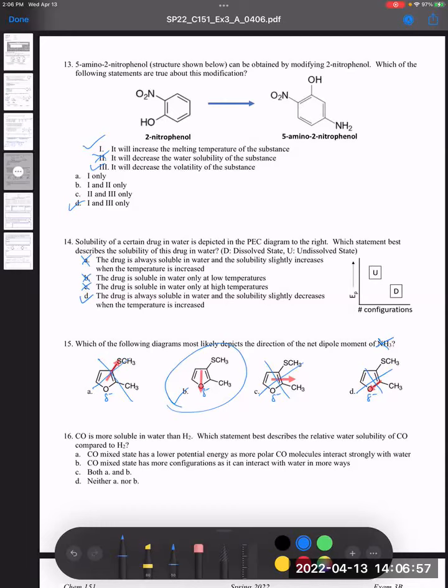Okay, so if you look at the answers, CO mixed state has a lower potential energy as more polar CO molecules interact strongly with water. That is correct. CO mixed state has more configurations as it can interact with water in more ways. Yeah, that's going to have many more arrangements. So that will increase the number of configurations compared to the hydrogen mixed state with water. And then therefore both A and B are correct. So I would go with option C over here, which has the correct answer.